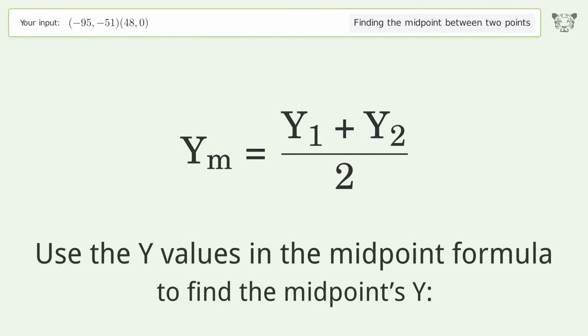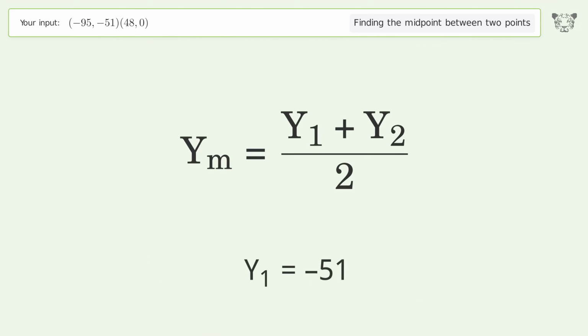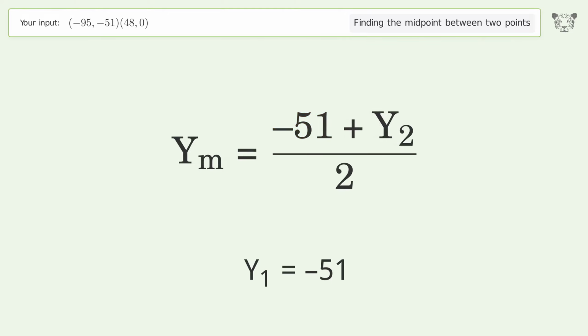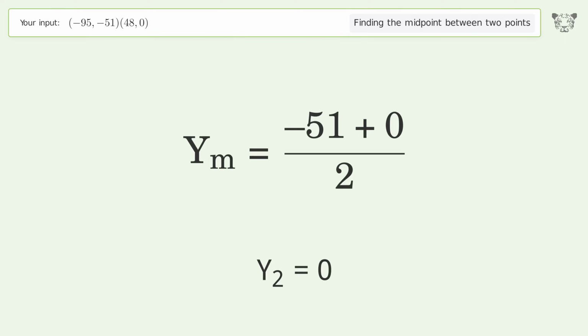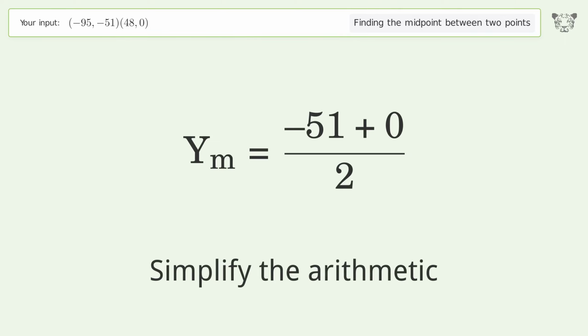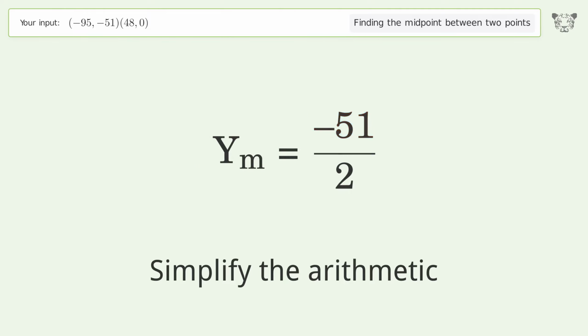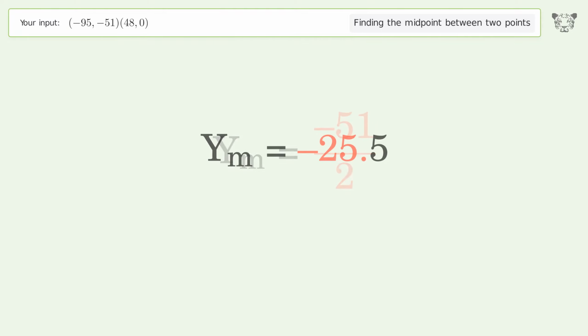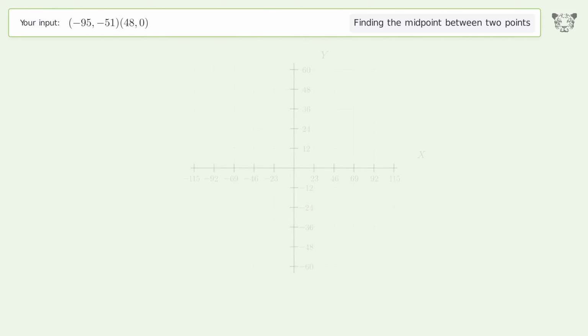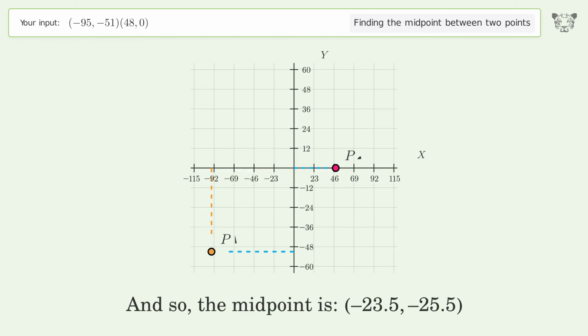Use the y values in the midpoint formula to find the midpoint's y. y1 equals -51. y2 equals 0. Simplify the arithmetic. And so, the midpoint is -23.5, -25.5.